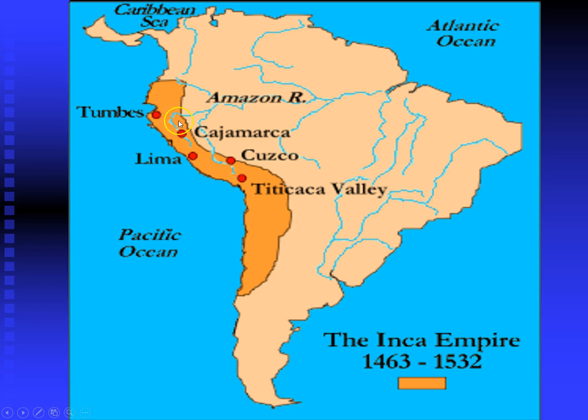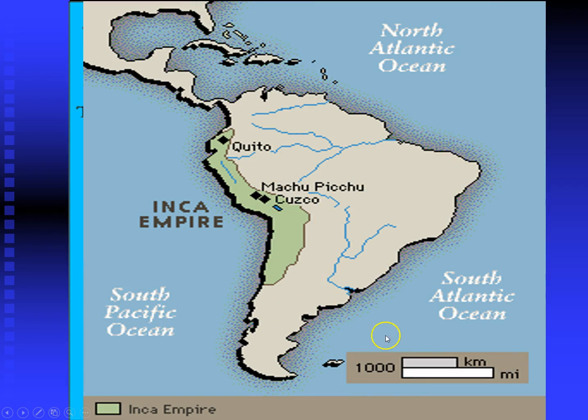And this gives you an idea of the scope from the period of 1463 to 1532, what was considered to be the height of the Inca Empire. So here is Cusco, which is regarded as the capital, and here's Lima in present-day Peru. So even though you would see the Inca Empire spread north into modern-day Ecuador and south into present-day Chile, it's always going to be present-day Peru that's going to be identified with the empire of the Incas.